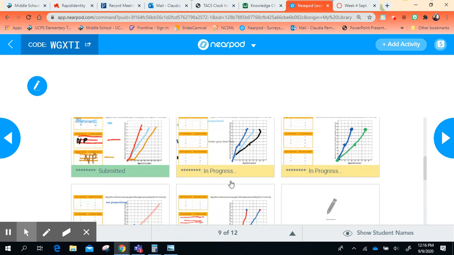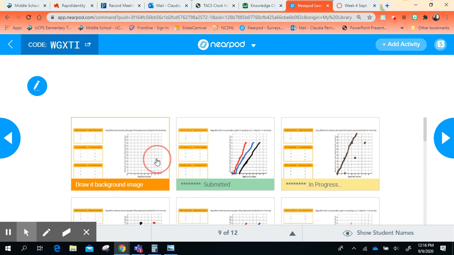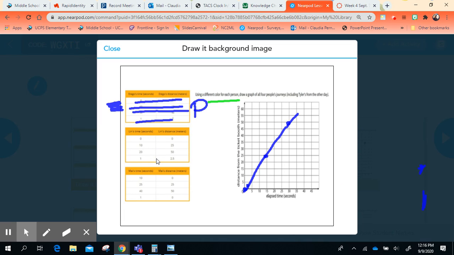Oh man, some of those lines are getting crazy. But everybody remember to do different colors. Okay, so I'm going to make my second one whatever color that is. I think it's pink or red, I'm not sure. So this one is starting at 0, 0 also. Then I have 10 and 25, 20 and 50, and then 1 and 2.5-ish. And then I'm going to draw my line.